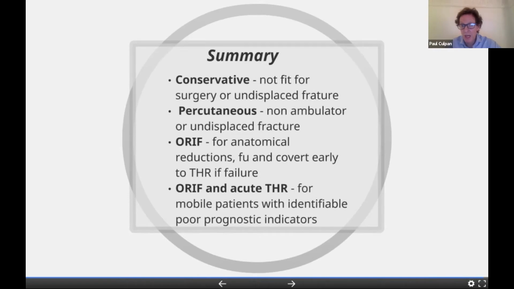So in summary, all options are open for osteoporotic fractures. It's a very disparate group of patients to treat. This is still, I think, a very hard decision to make. I think the extremes of presentation are relatively easy. The active patient is perfect for fix and replace if you have poor prognostic signs on radiographs. If you can get an anatomic reduction, then I think ORIF alone is very reasonable. And conservative or percutaneous fixation, in my view, is for the undisplaced fracture or for patients that are simply not fit enough for more extensive surgery.